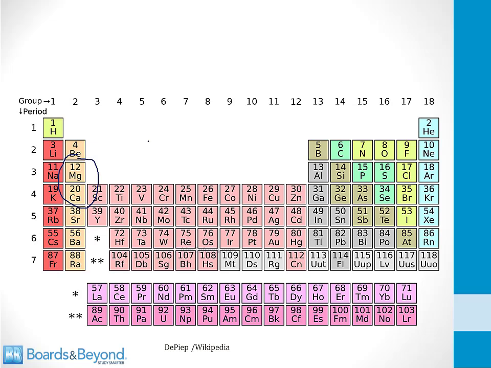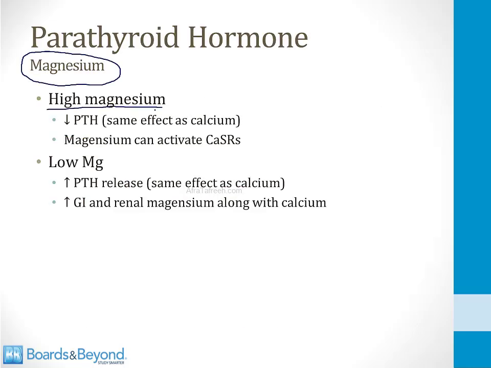Magnesium and calcium share many similar properties, and thus it makes sense that they should both exert a similar effect on the parathyroid gland. A high magnesium will result in a decrease in the amount of parathyroid hormone released by the glands. This is the same effect as calcium, and this is because magnesium can activate the calcium-sensing receptors just like calcium can. Conversely, a low magnesium level will lead to an increase in the amount of parathyroid hormone released by the glands. This is also the same effect as calcium, and this will lead to increased GI and renal magnesium absorption along with calcium, and this will help to maintain the calcium level in the plasma.